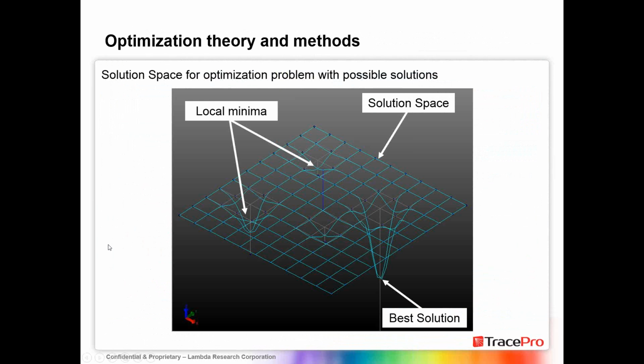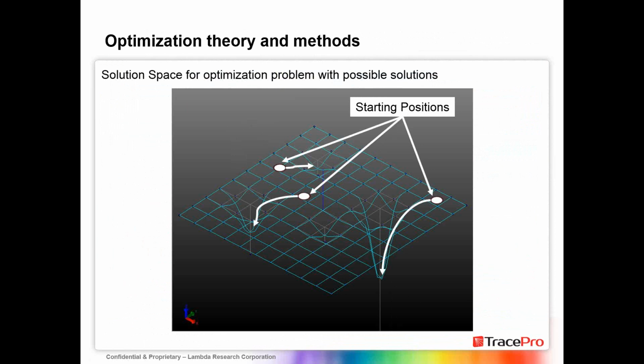So let's look at what we're doing with the downhill simplex method. Here's the theory behind it. The solution space for an optimization problem is shown here. You can see we have three solutions. The best one, of course, is on the bottom right. That solution space says I have three local minima. The deeper the trough, the better the solution.